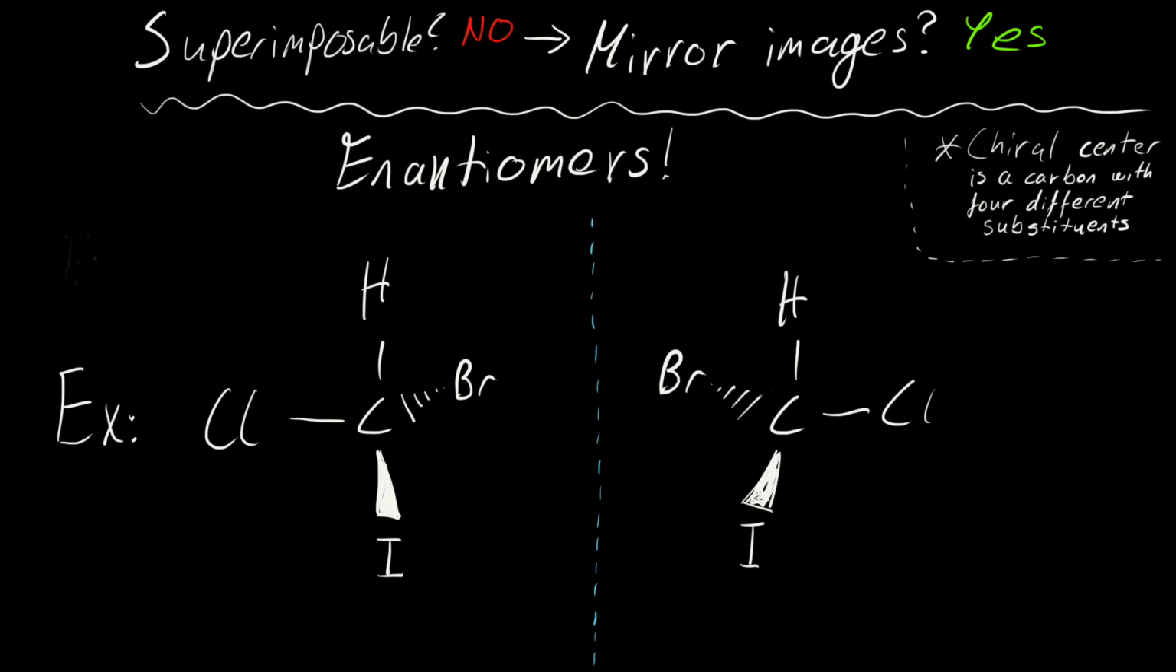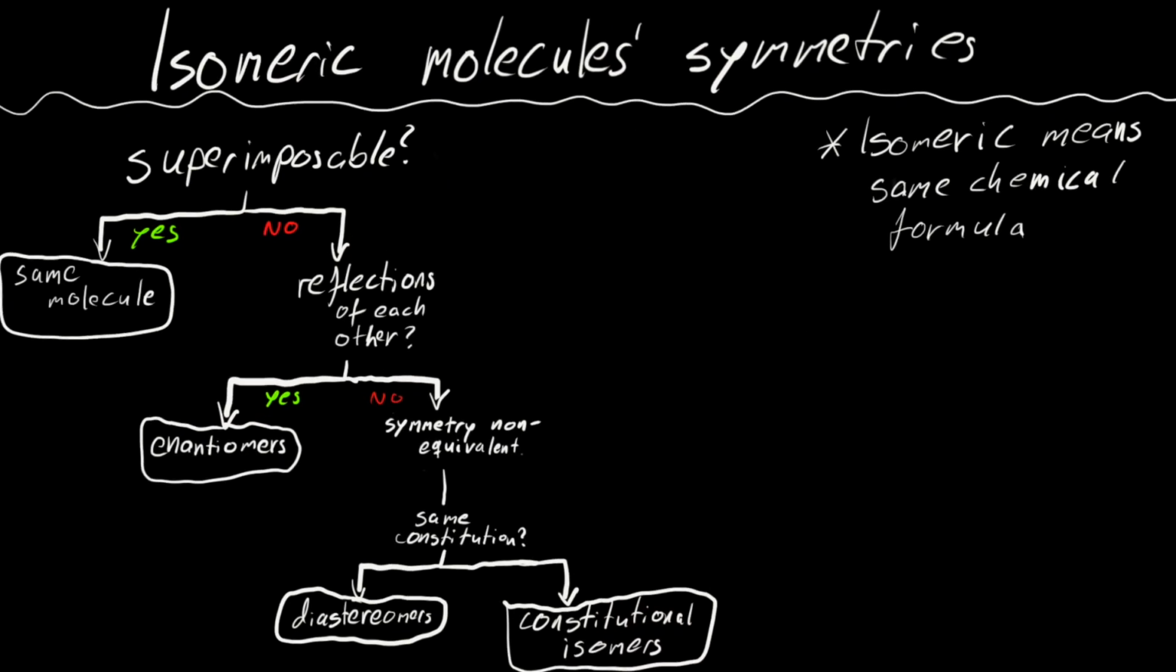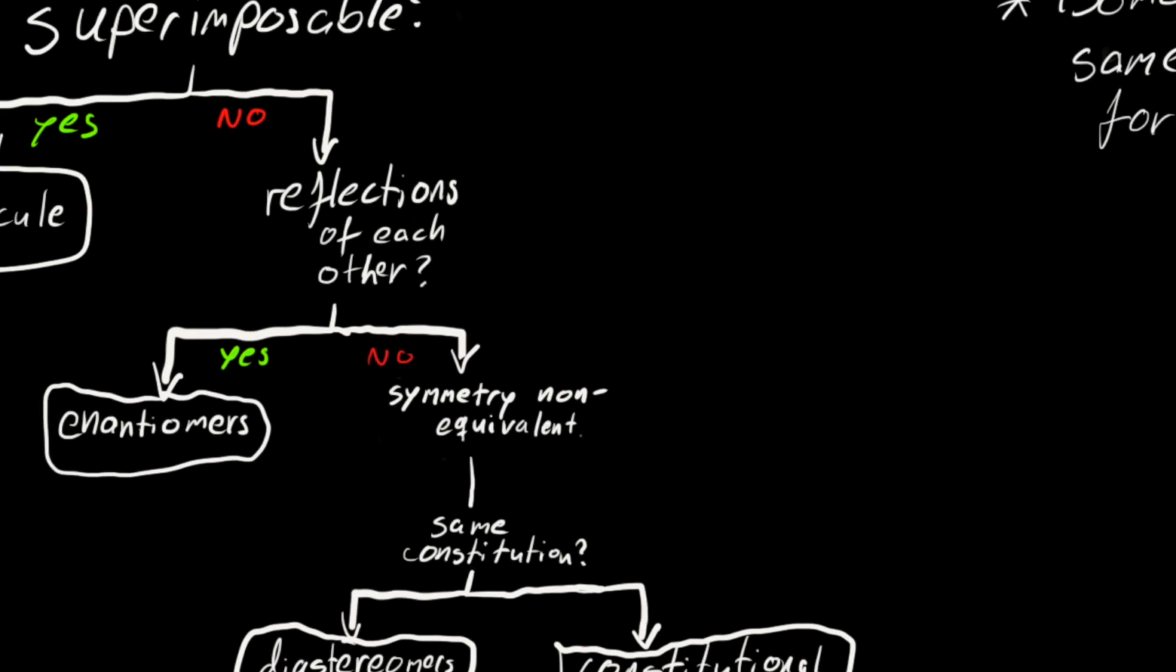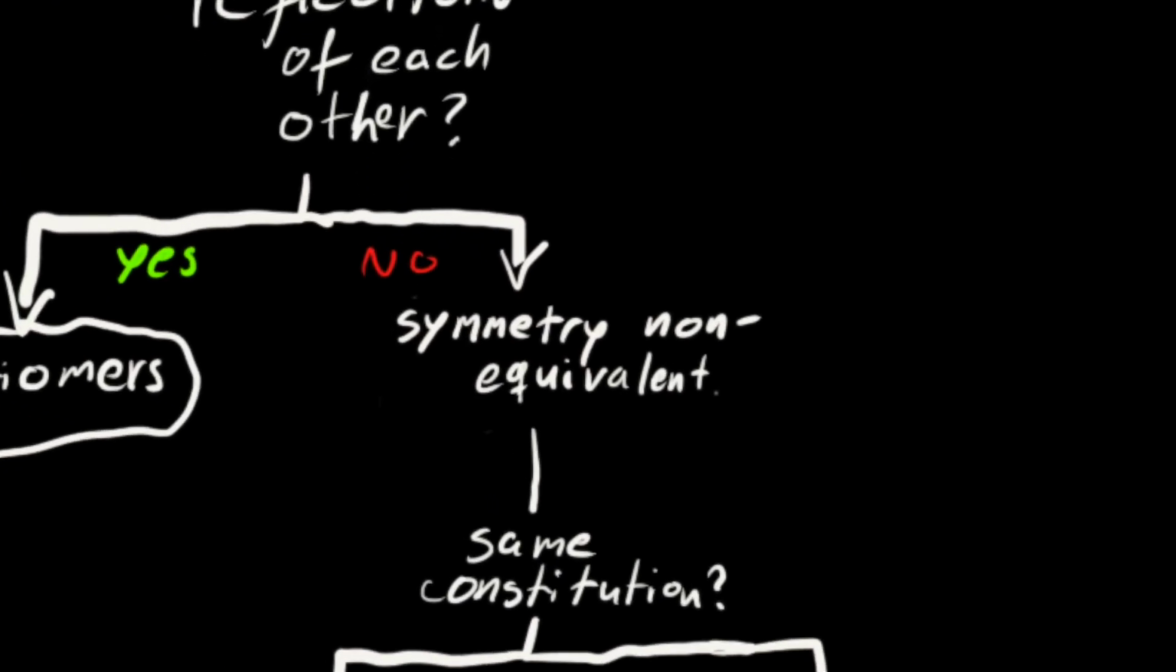This is most easily identified if the molecule has a single chiral center. The example shows a trisubstituted methane, where all four bonds bind something different. Then it's easy to see that they're mirror images of each other. But if they are not mirror images of each other, then we have something called symmetry non-equivalent.